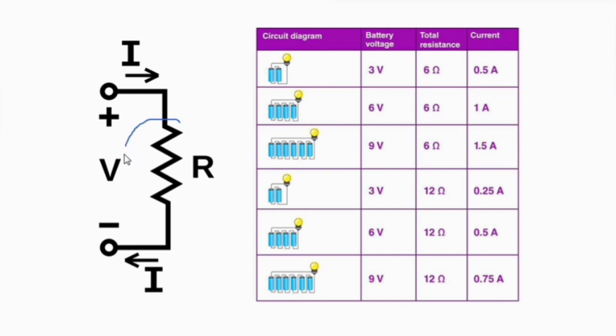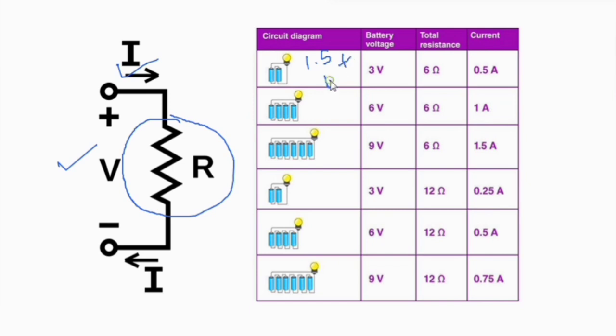This is the symbol of the resistance. V is the voltage source and I is the current flowing through the circuit. 1.5 volt battery is used as the voltage source. Two 1.5 volt batteries are connected in series to get 3 volt.